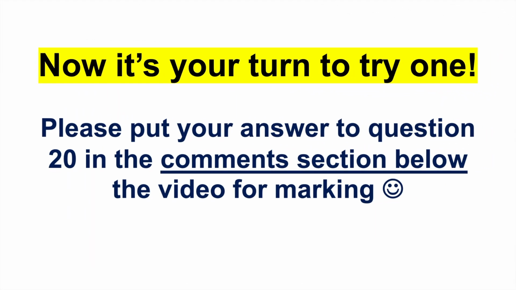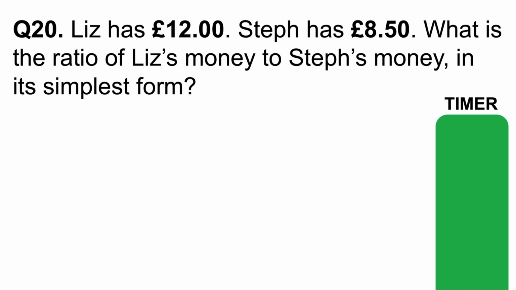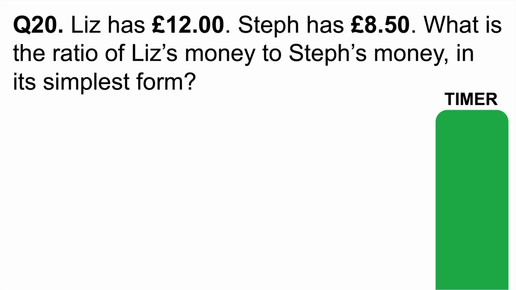So now it's your turn to try one of these. Slightly harder. Please put your answer to question 20 in the comment section below the video for marking. Here we go. Question 20. Liz has £12 and Steph has £8.50. What is the ratio of Liz's money to Steph's money in its simplest form?